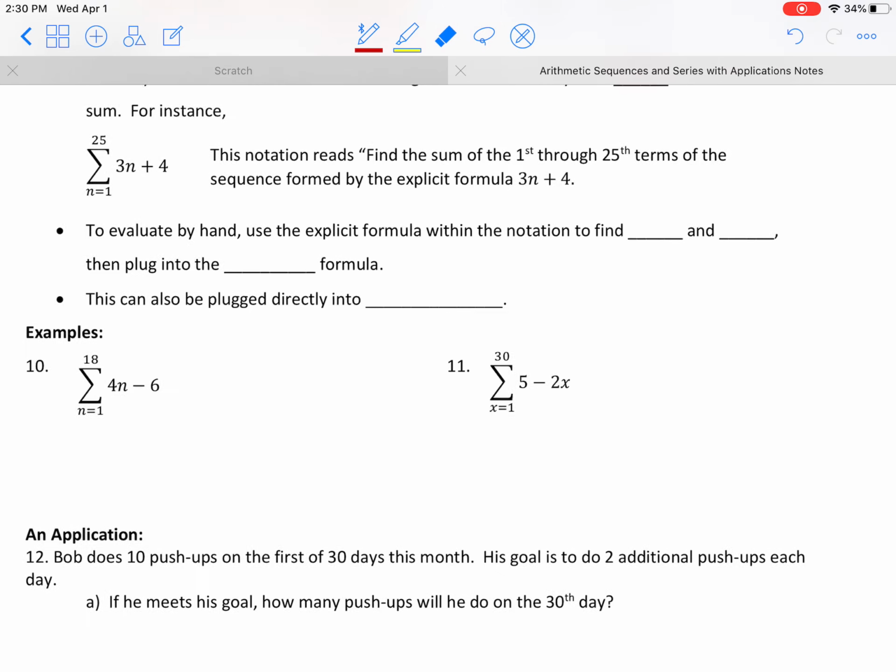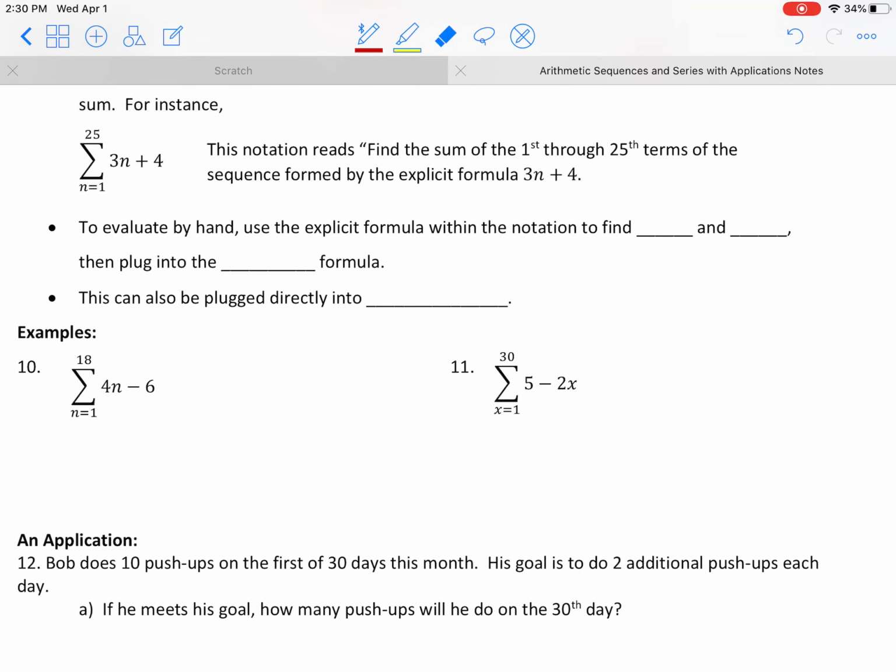Okay, so if we want to find the sum, we still need the same pieces that we did before. We know, like in number 10, or in each of these, where the list starts and ends. So I know there's 25 terms here, 25 terms here, 18 terms here, 30 terms here. And so I need to know the number of terms if I'm going to use my sum formula that I just looked at a few minutes ago. But I also need to know what the first term is, and what the last term is. So I'm going to have to calculate those by hand and then plug them into the sum formula.